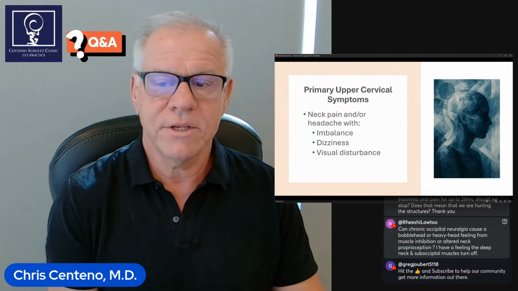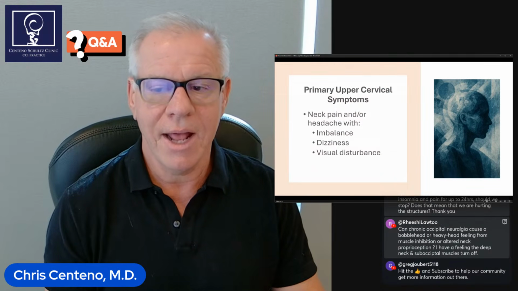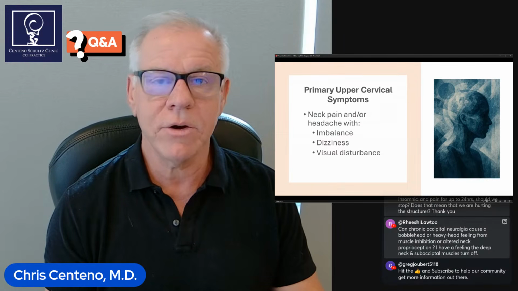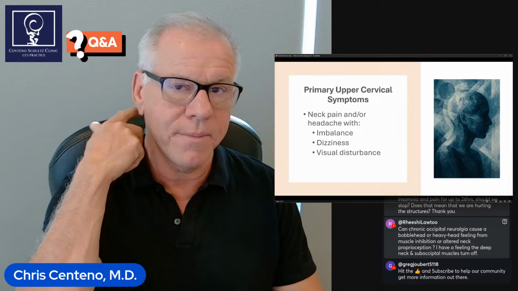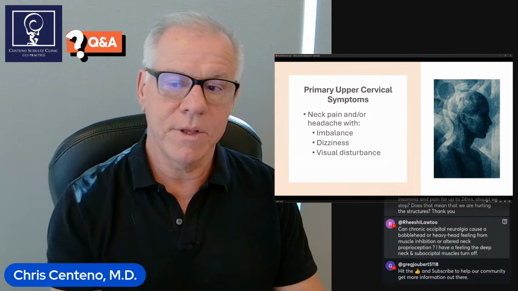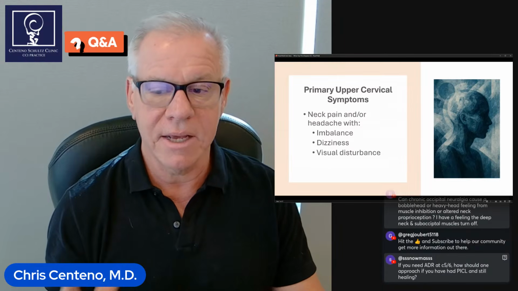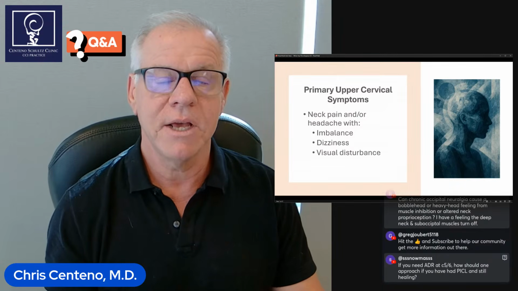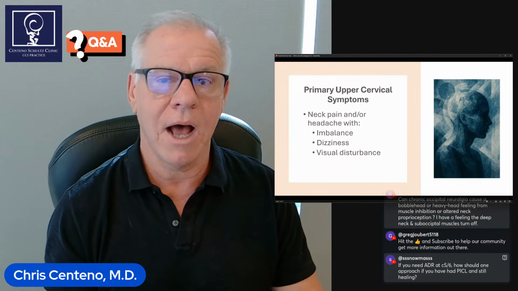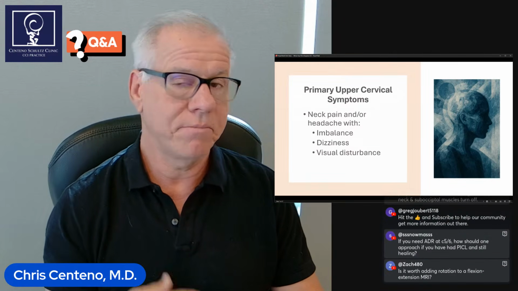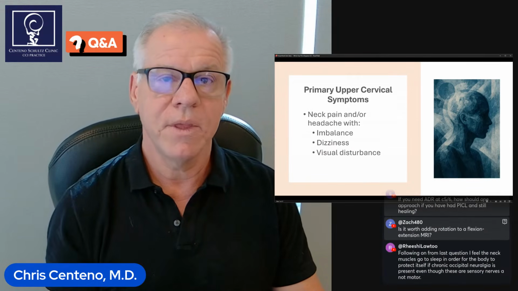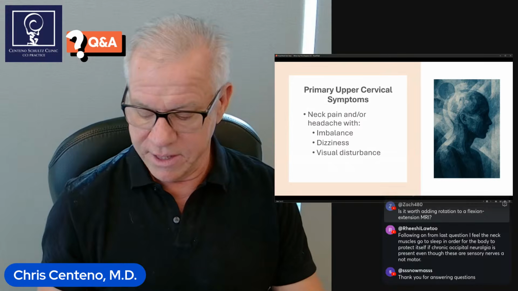So primary upper cervical symptoms: neck pain and/or headache with imbalance, dizziness, visual disturbance. These are primary things that generate from the upper cervical spine. And when I see someone with neck pain or headache who has imbalance, dizziness, or visual disturbance, that makes me key in on it's probably an upper cervical issue. Now, it might be craniocervical syndrome, which is not instability, just an upper neck injury, or might be craniocervical instability.